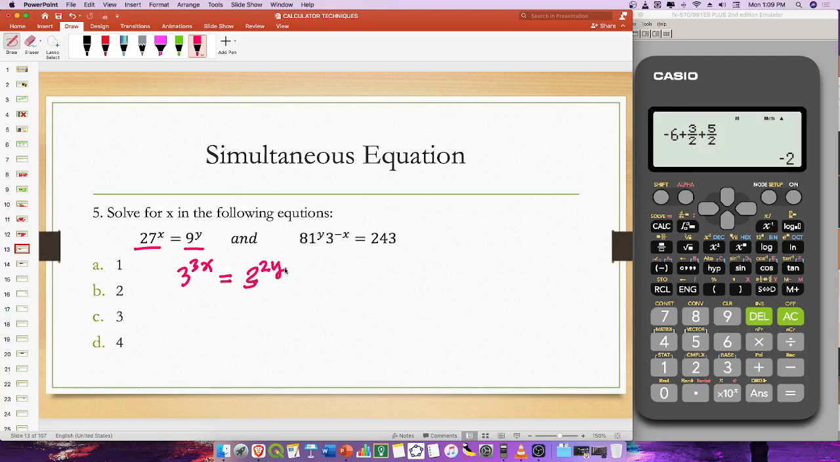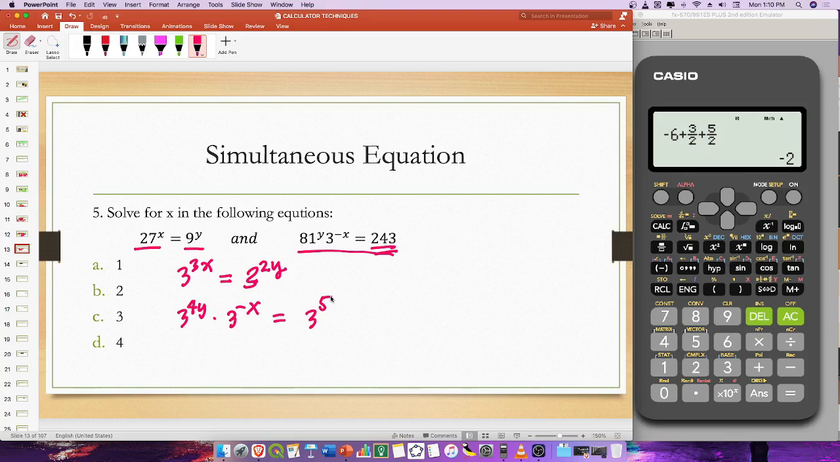Okay, so for another equation, this one, this will become 3 raised to 4y, since 3 times 3 is 9, 9 times 9 is 81. Multiplied by 3 raised to negative x is equal also to 243. And 243 is 81 times 3. Okay, 81 times 3 is 243. So that is 3 raised to the power of 5.